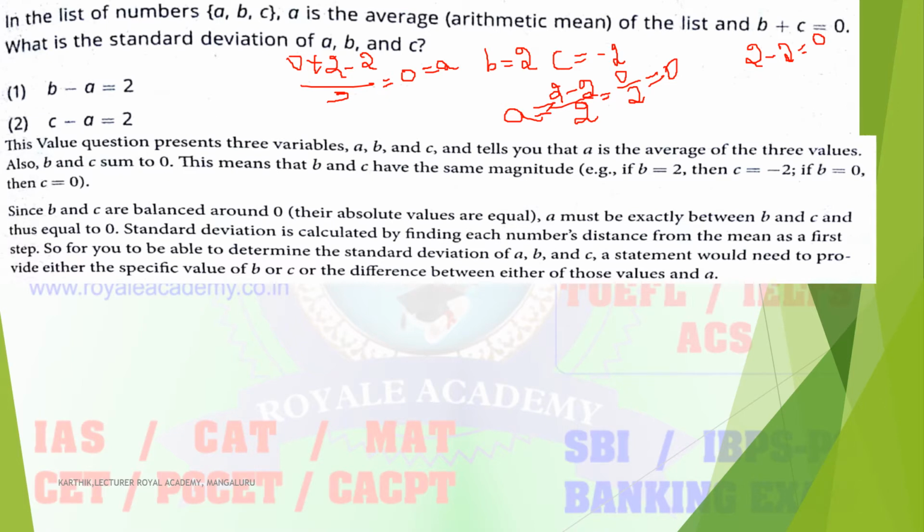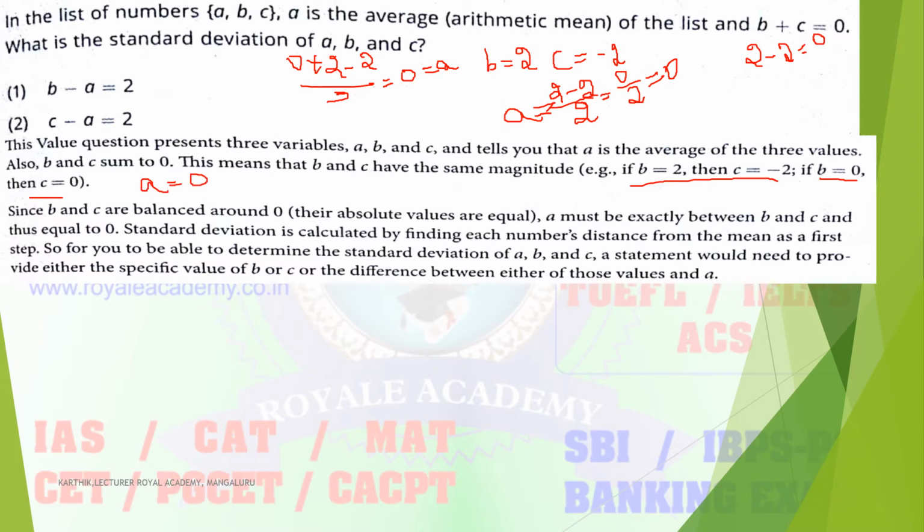So you can say that if B is equal to 2 and C is equal to minus 2, you will achieve the value like this. Or else you can try this one also: B is equal to 0 and C is equal to 0. What happens? A is also 0, since A is the arithmetic average.